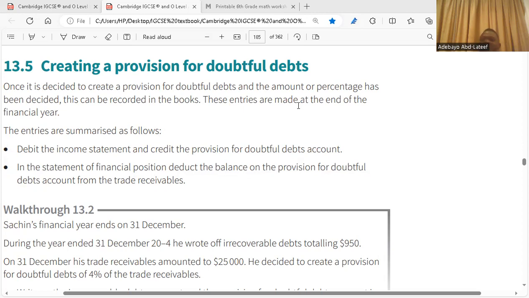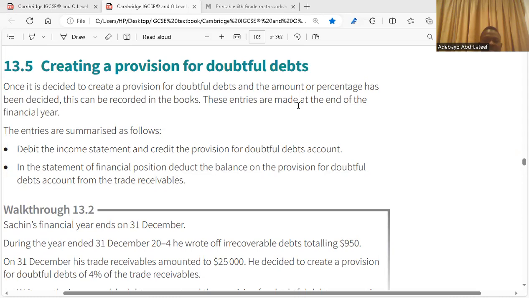Okay. Then, as soon as that is done, you go to your statement of financial position. You know, the statement of financial position has the debtors account. So the debtors are the credit customers, yes or no? Yes. So the amount you've set aside for the provision for doubtful debt, you take it away from the debtors. So in your statement of financial position, you take away provision for doubtful debt from the debtors or trade receivables. Is it clear? Yes.